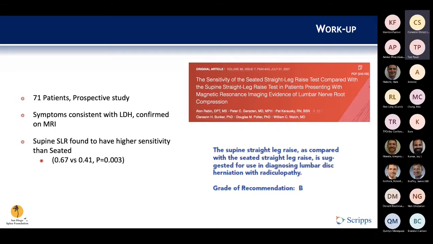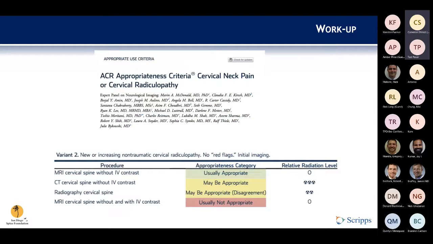Here they found that the supine straight leg raise had higher sensitivity than a seated straight leg raise, 0.67 versus 0.41, with a p-value of 0.003. So this leads to a B recommendation, when you're looking at recommendations for physical exam maneuvers: the supine straight leg raise as compared with seated straight leg raise is suggested for use in diagnosing lumbar disc herniation with radiculopathy, with a grade B recommendation.